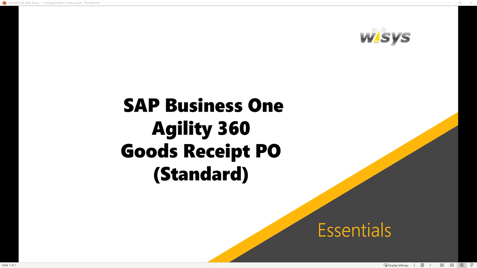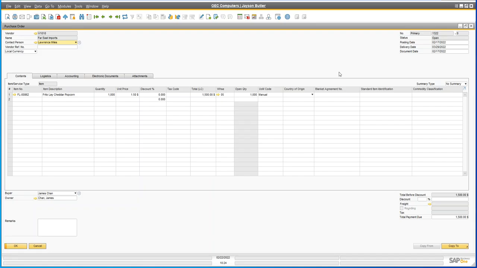In this video, we will walk you through a Goods Receipt PO using Agility 360 in SAP Business One. We will be using SAP Business One version 10.0, and we have a purchase order number 1322, and we are receiving item FL00862, and we have a quantity of 1,000 to receive today. Let's use Agility 360 on a handheld to receive those items to create a Goods Receipt PO.